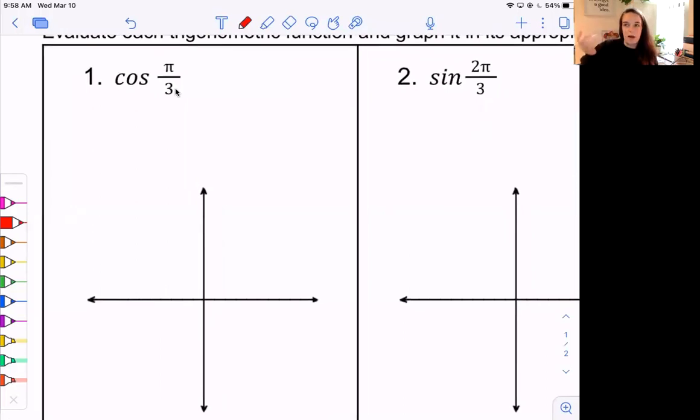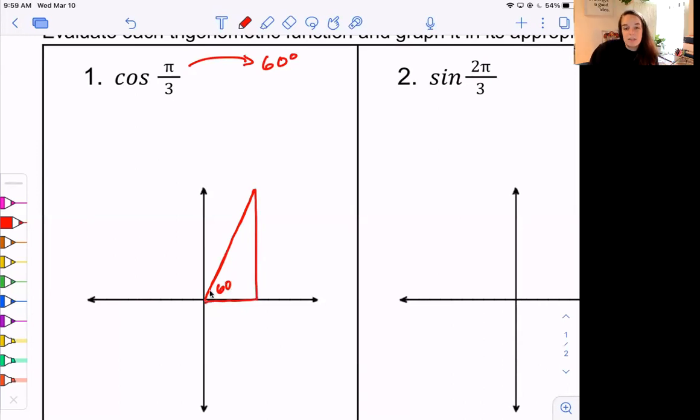Remember pi over 3, like pi is just like 180 degrees. So 180 over 3, that'd be like 60 degrees. So in my head, I'm thinking, okay, this is 60 degrees. I'm going to go ahead and plot it right here. So that's going to make this 60. I'm going to go ahead and drop this triangle down. So I have 60 degrees.